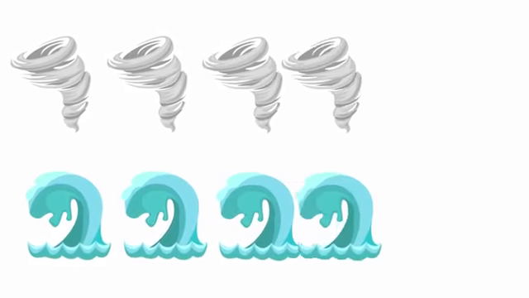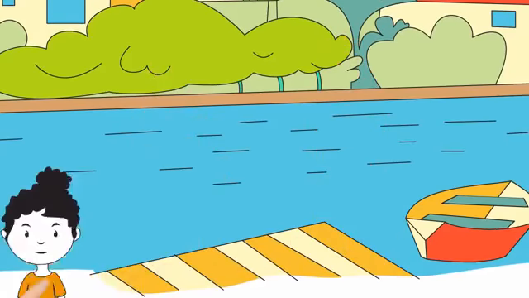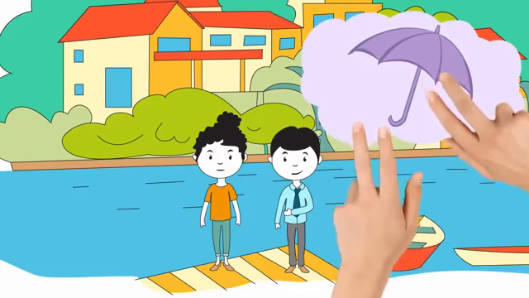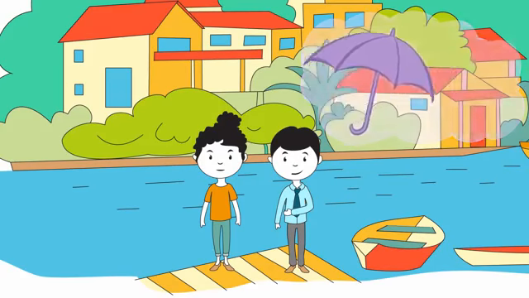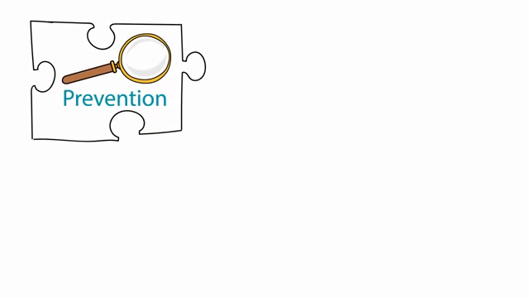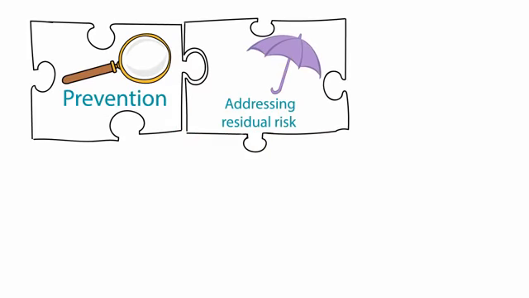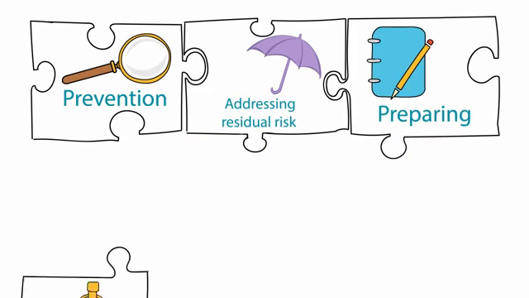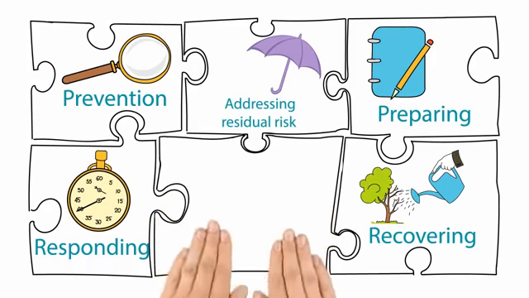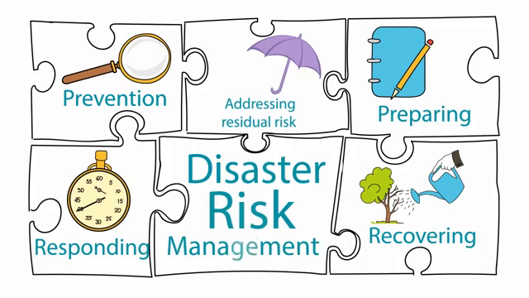As the frequency and intensity of natural hazards continue to increase, more and more experiences have been made on how to increase resilience to these events with the help of insurance and other risk transfer instruments. To better protect Mia against possible natural hazards, there are 5 steps. 1. Risk prevention. 2. Addressing of residual risk. 3. Preparing. 4. Responding. And 5. Recovering. These steps are all part of a disaster risk management approach that integrates risk transfer solutions.